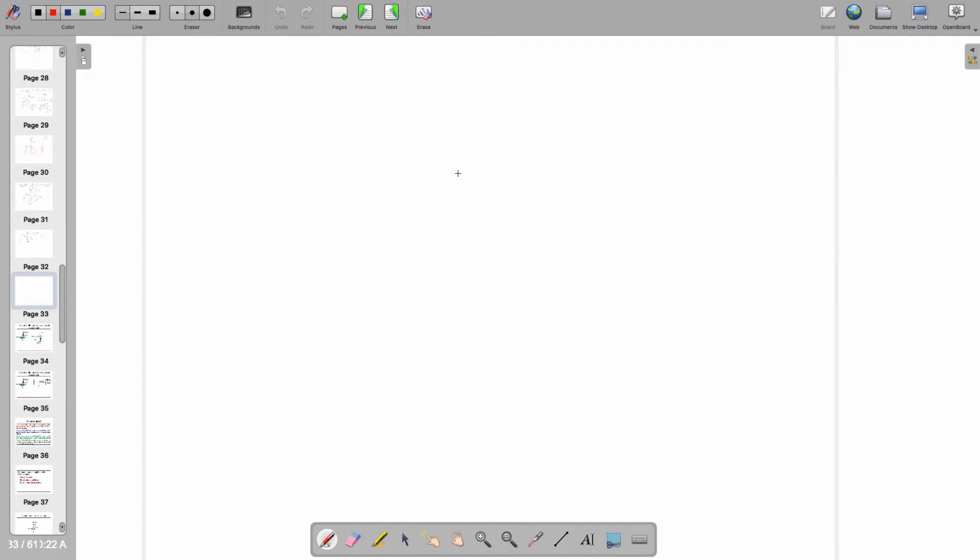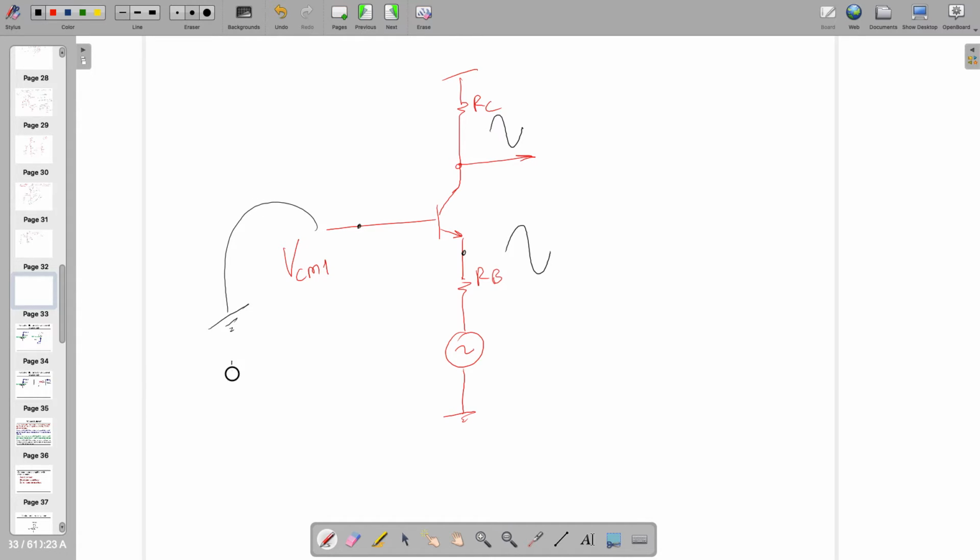Whereas in the case of common base, you can see here, when I did such a topology, here I give a common mode voltage and call it VCM1. Here in this case, this is sine, this is sine. What about this one? In AC analysis, all DC will go to 0. So this is an AC ground, which means this is common base, right?